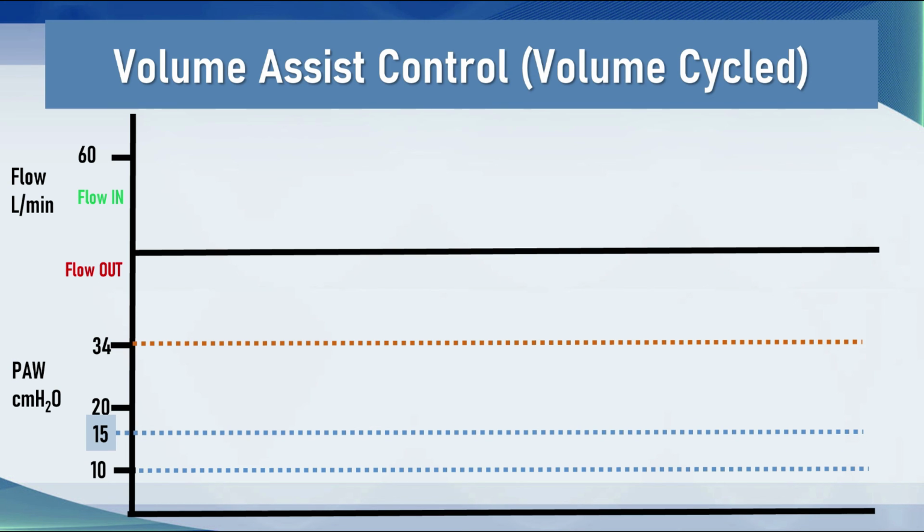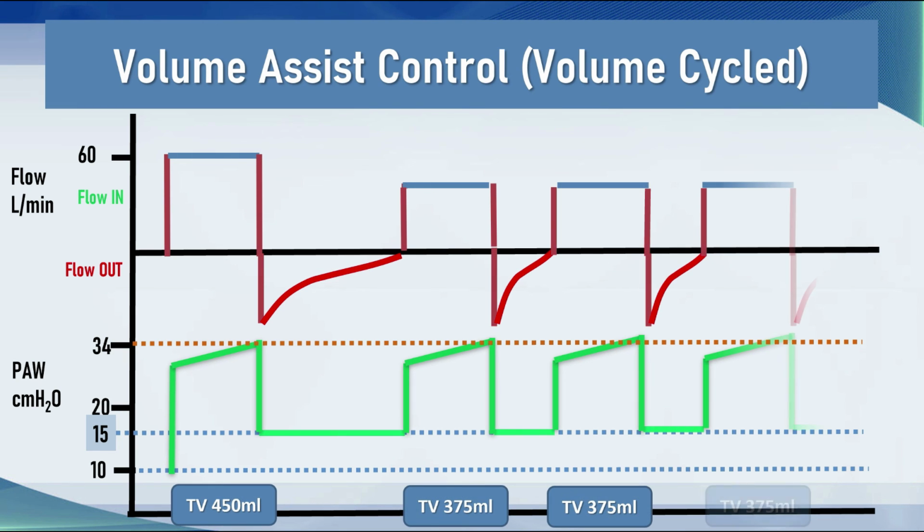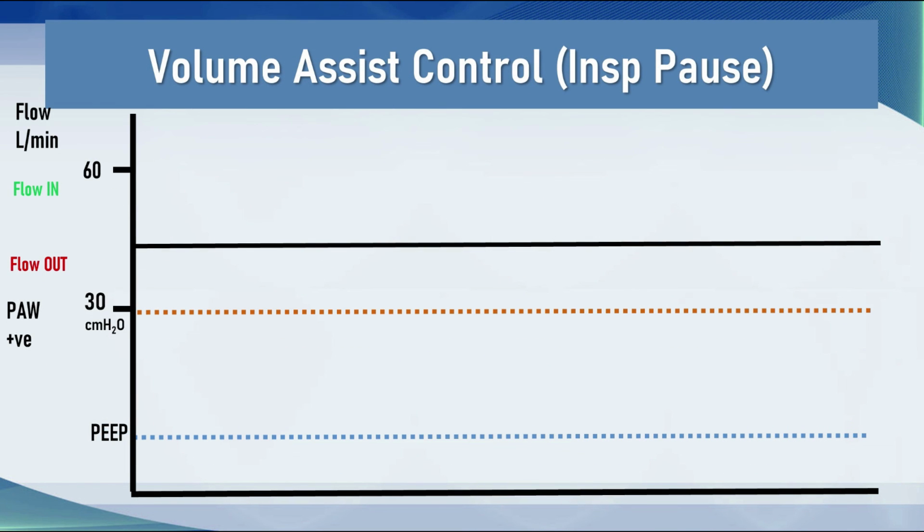Consequently, in order to keep Frank within safe pressure limits, the peak flow must reduce, the tidal volume must reduce, and the respiratory rate must increase. That increased respiratory rate will push up the mean airway pressure. The overall impact is improved oxygenation but worse ventilation. So you can see the PF ratio has gone up to 150, but the PCO2 has gone up to 65 or 8.5 kilopascals.